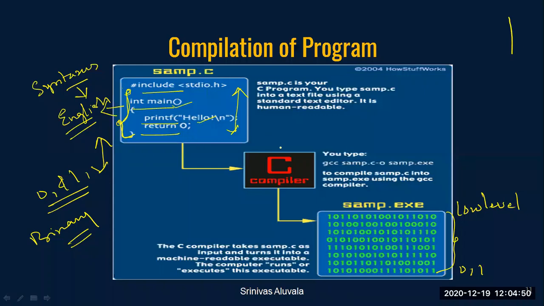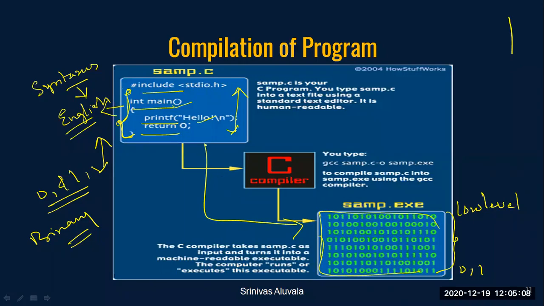Okay. So we want to convert our high level code, whatever we have written, into zeros and ones. We need to convert it, because this is the only thing which the machine can understand and give me the result.